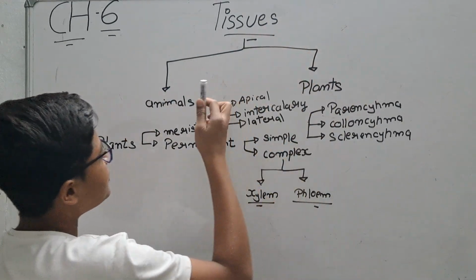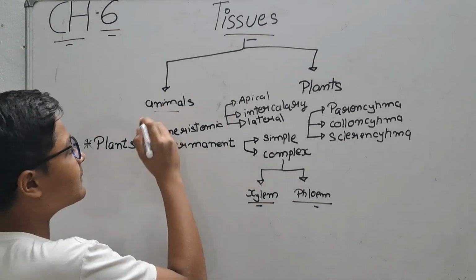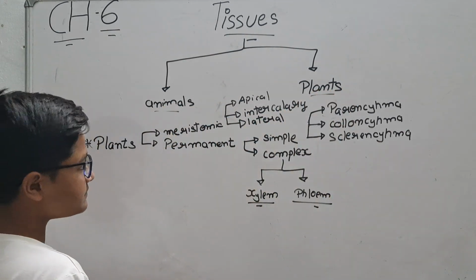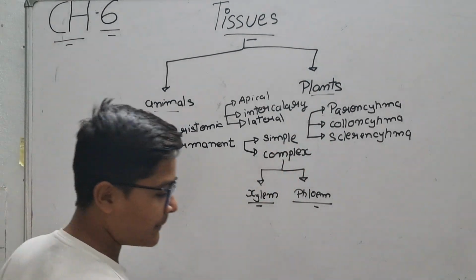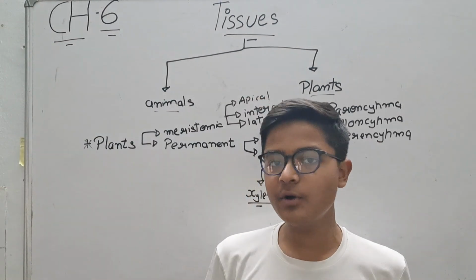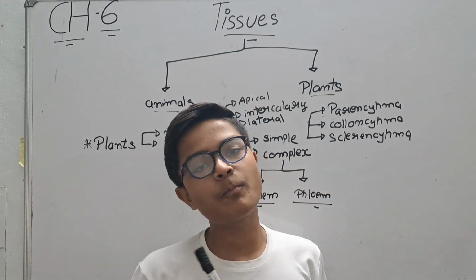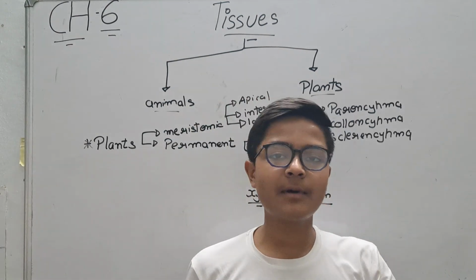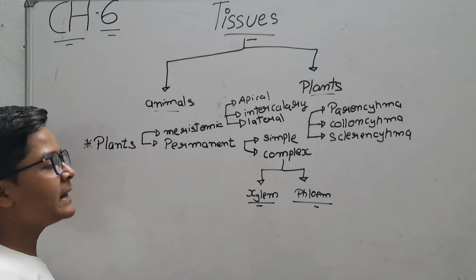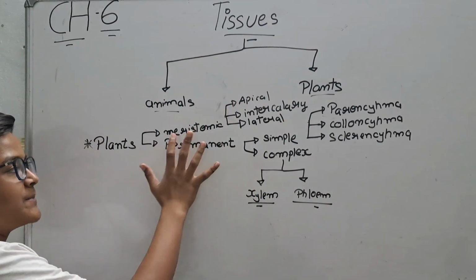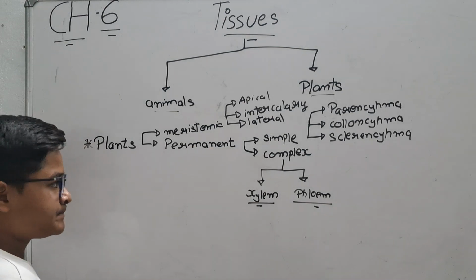Tissue, there are two types of tissue, animal and plants. First of all, we will study plants. There are two parts to this video. In the first part, we will discuss plant tissue and in the second part, we will discuss animal tissue. In plant tissue, there are mainly two types, meristematic and permanent.